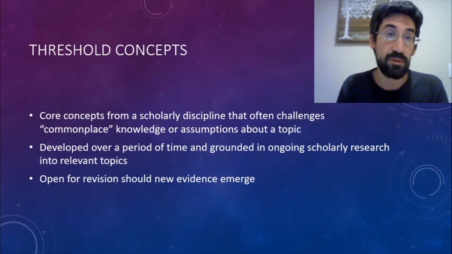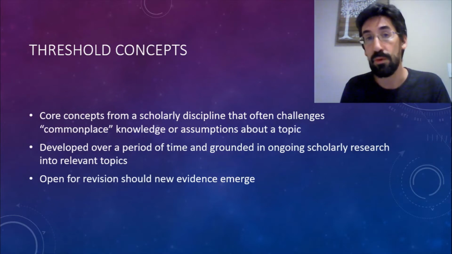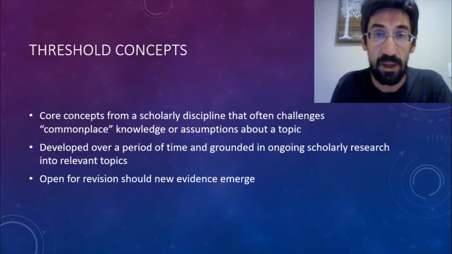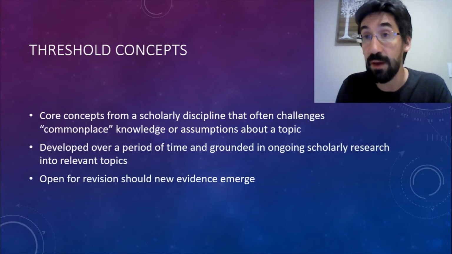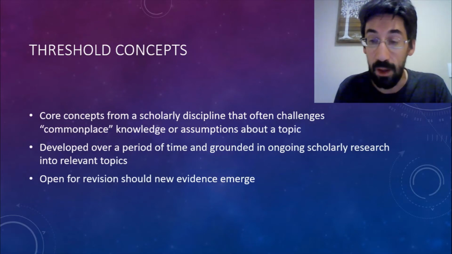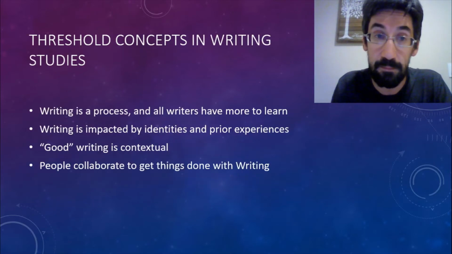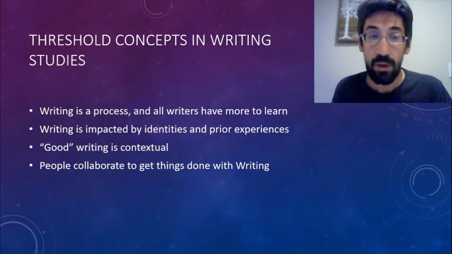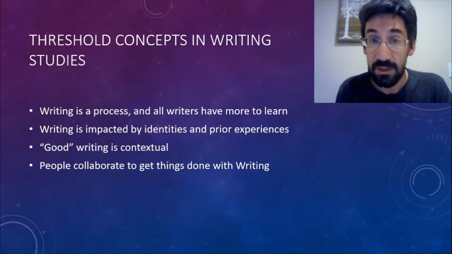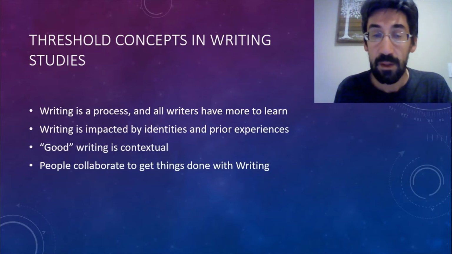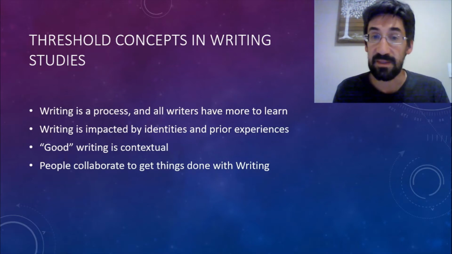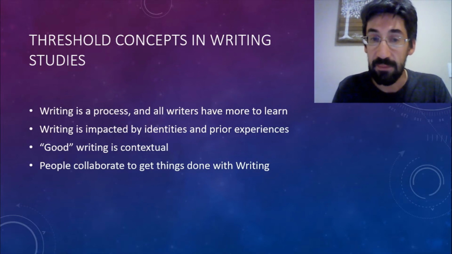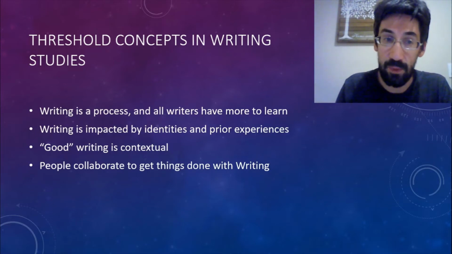So what we're going to do now is quickly run through some of the core threshold concepts, and I'll add a little bit of commentary from what gets discussed in the text, and maybe pose a couple of questions for you to be thinking about as we make our way through the rest of this week. So the four key threshold concepts that the authors present are that, one, writing is a process and all writers have more to learn. Two, writing is impacted by identities and prior experiences. Three, good writing is contextual, and four, people collaborate to get things done with writing.